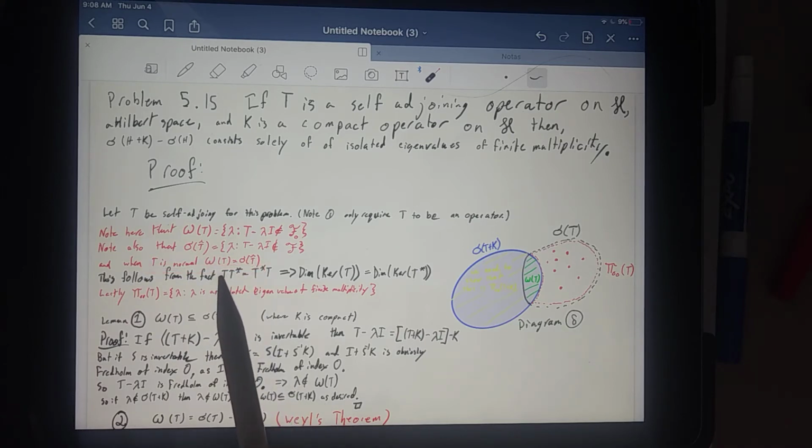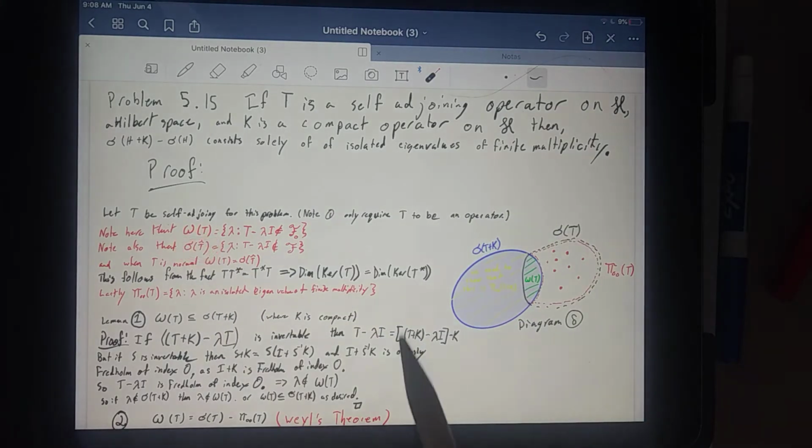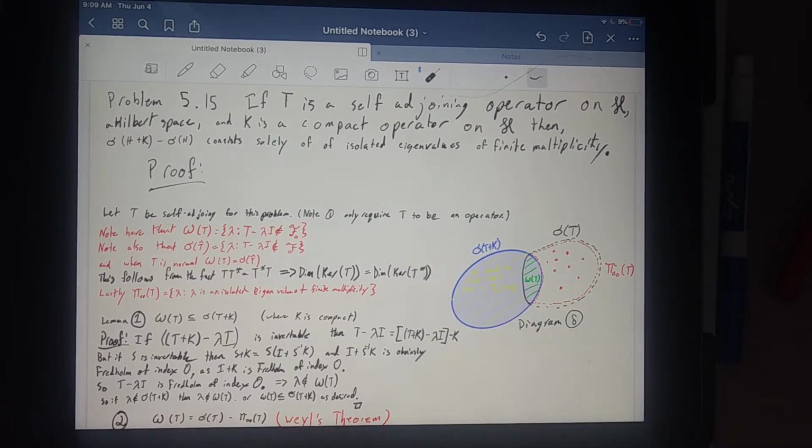And this follows from the fact that the dimensions of the kernels are going to be the same when you have a normal operator. So for the remainder of this problem, we're not really going to use this notation because they're equivalent, but we wanted to bring it up because that allows us to work more generally with Fredholm operators and just say, oh well, it is Fredholm, so instead of having to prove every time that it's of index 0, that's going to follow from the fact that it's normal.